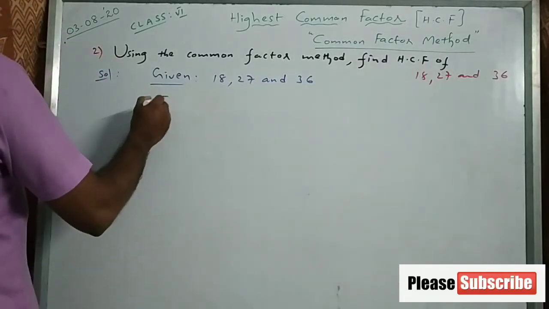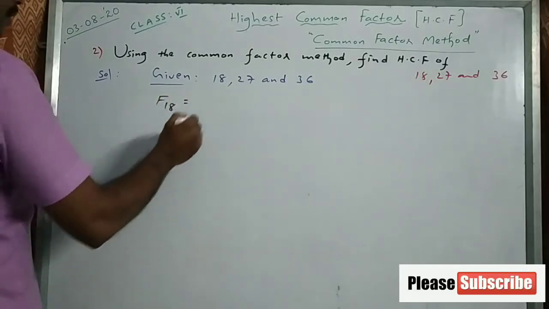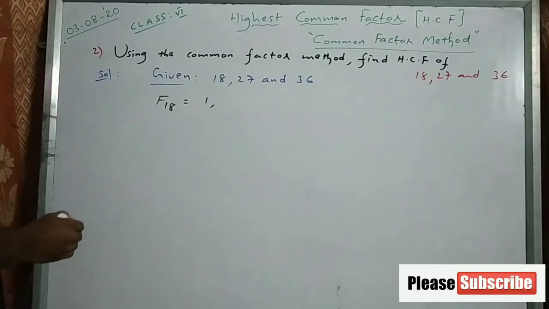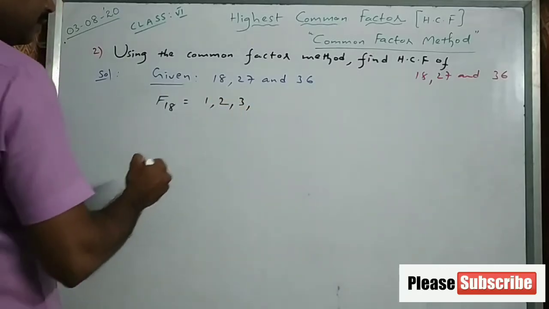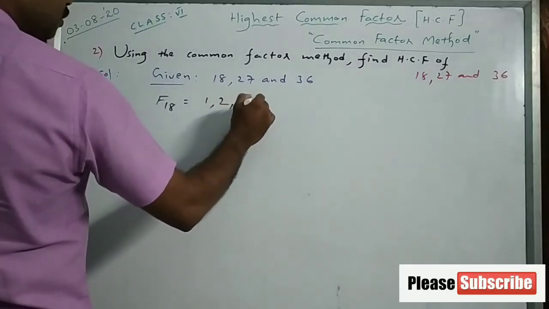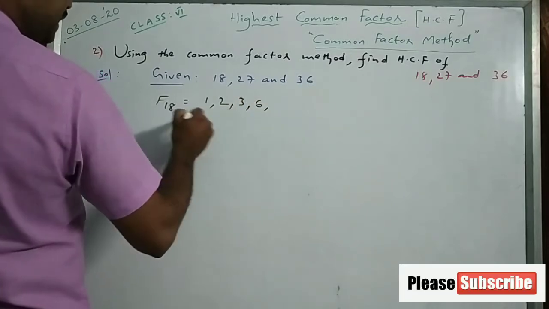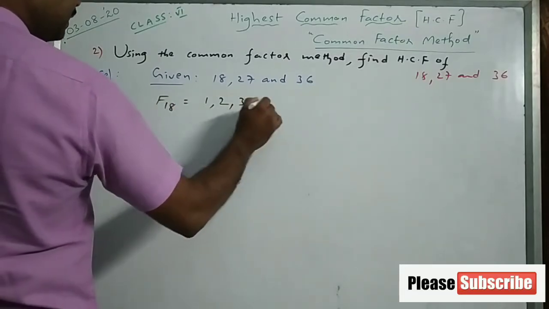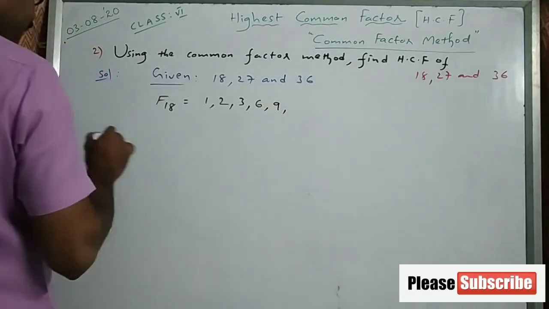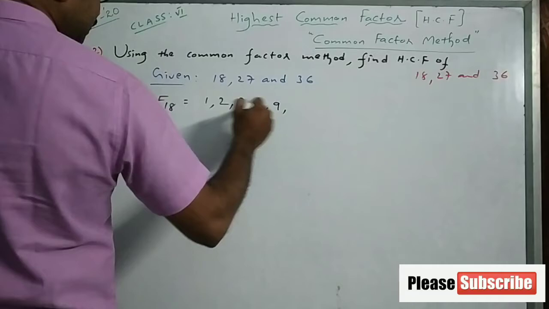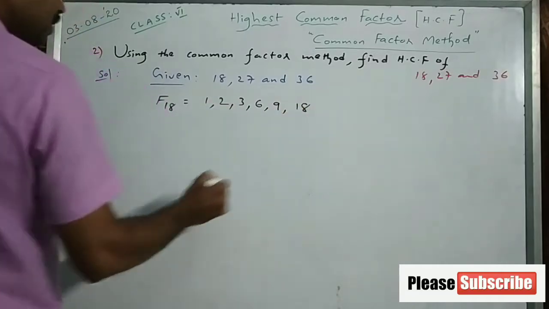First, factors of 18 let me take. 1 is a factor of every number. 2 9s are 18. 3 6s are 18. 4 cannot go. 5 cannot go. 6 3s are 18. 7, 8 cannot go, 9 2s are 18. Right? And 18 1s are 18. That's all.